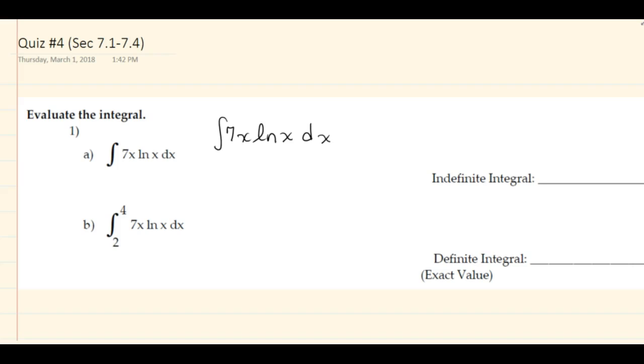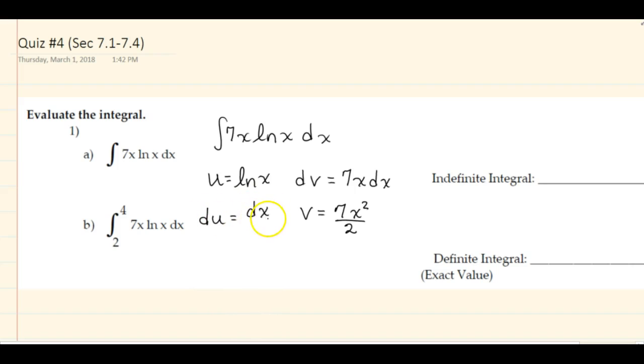However, we can use integration by parts by picking a u and a dv. And remember, we want to pick a dv that we can quickly integrate. So I'm going to pick 7x dx. So when I integrate that, I get 7x squared over 2. By process of elimination, if we've already used the 7x and the dx, all we have is natural log of x left. And when we take the derivative of that, we get dx over x.